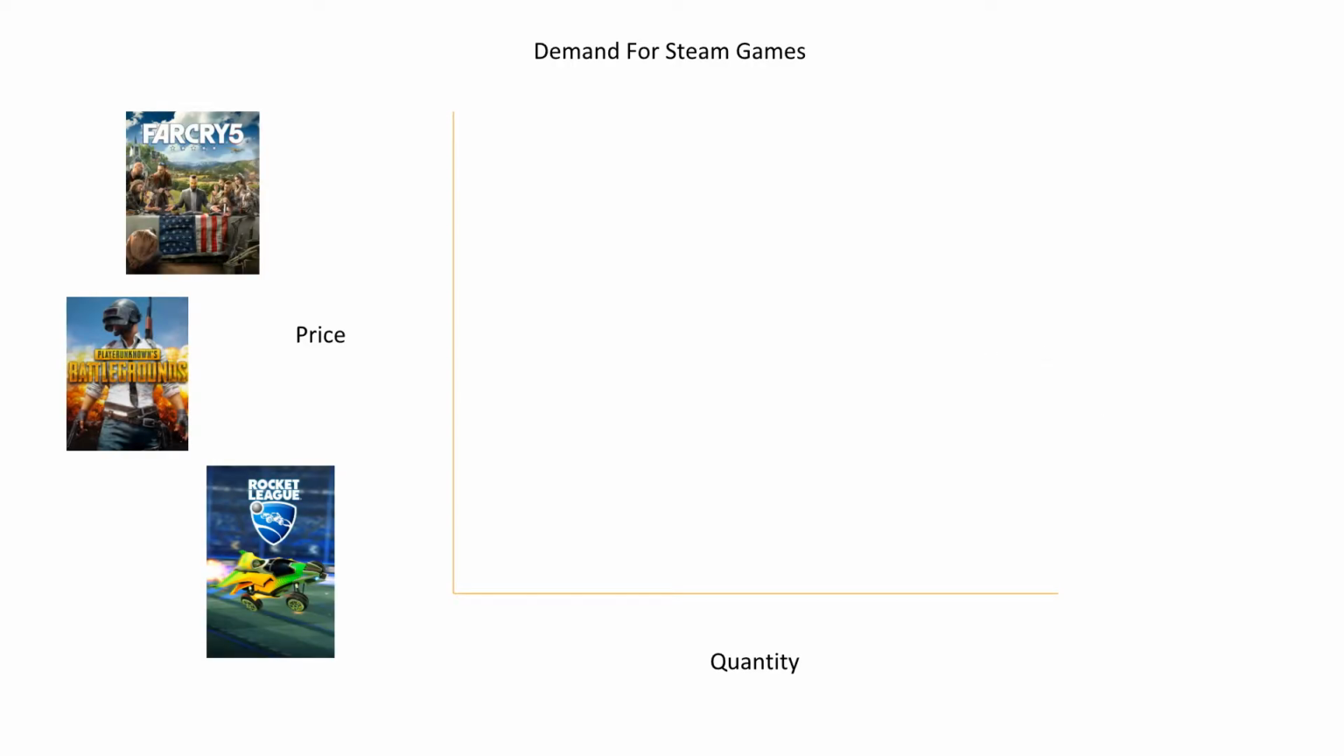Supply and demand are the two forces that drive the market process. But what are they? And how do changes in supply and demand change the prices of goods and services? Let's look at demand using the Steam store as an example.